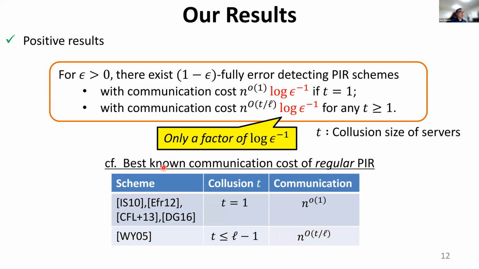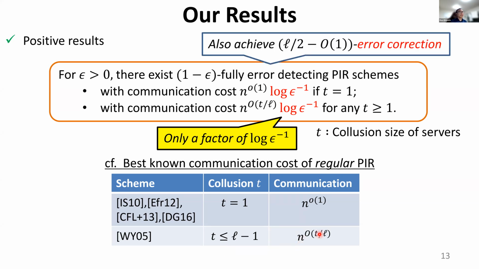As a comparison, we show the best known communication cost of regular PIR with no error detection. In this setting, if servers are non-colluding, the state-of-the-art complexity is a subpolynomial function in the database size. So the difference is only in a factor of log of epsilon inverse. Also, if servers collude, the situation is similar.